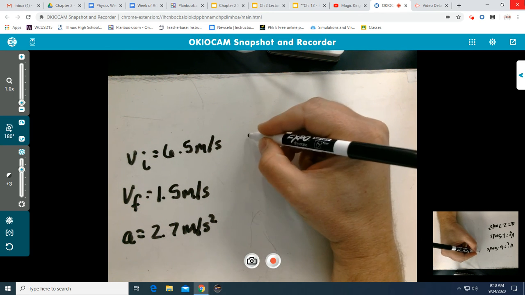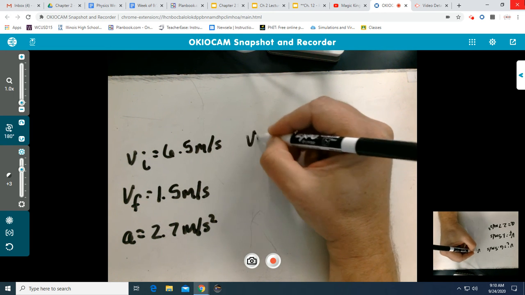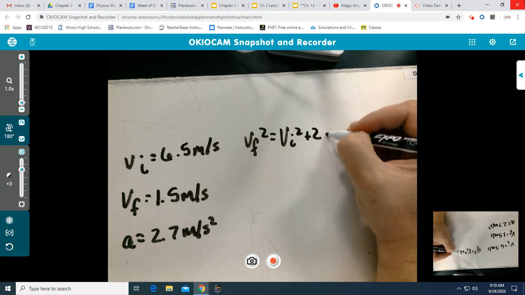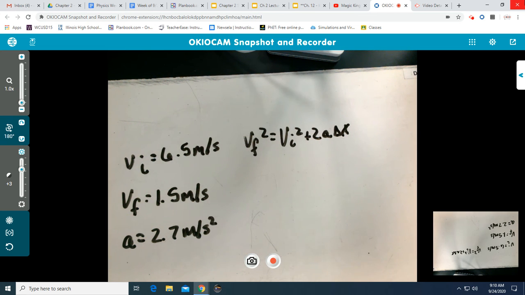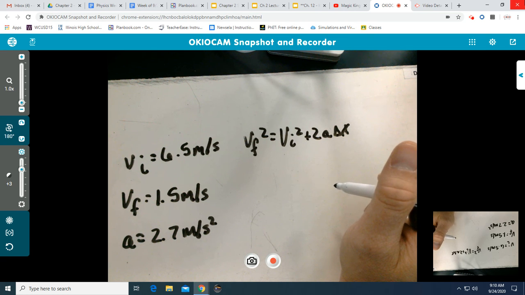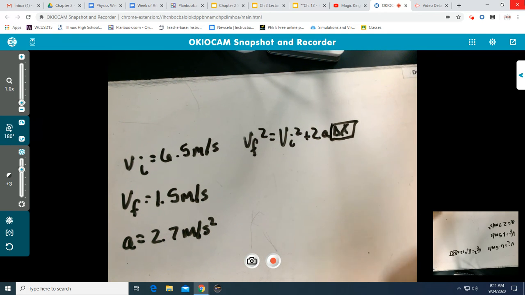we have to use the last formula, where VF squared is equal to VI squared plus 2A delta X. And the real reason why we have to use this particular formula is we know nothing about time. There's no time variable listed. So that's why we have to use this formula. But we are going to need to rearrange this formula to solve for x.